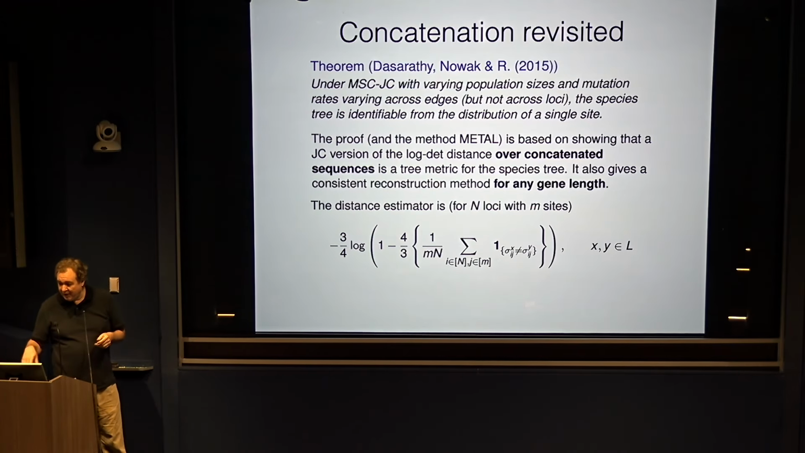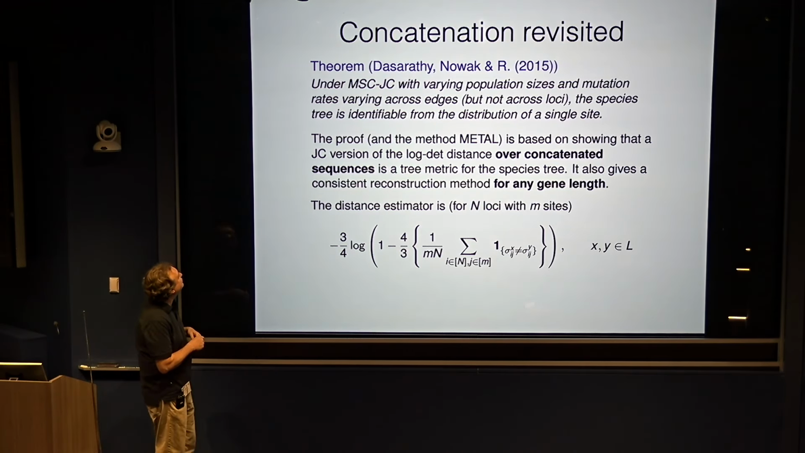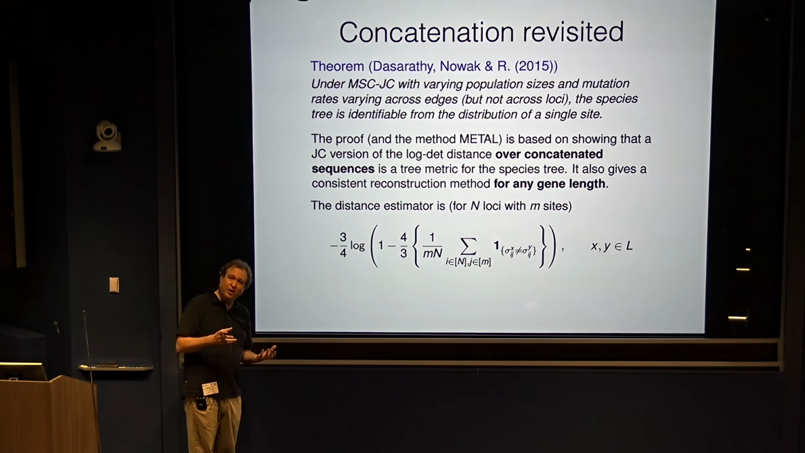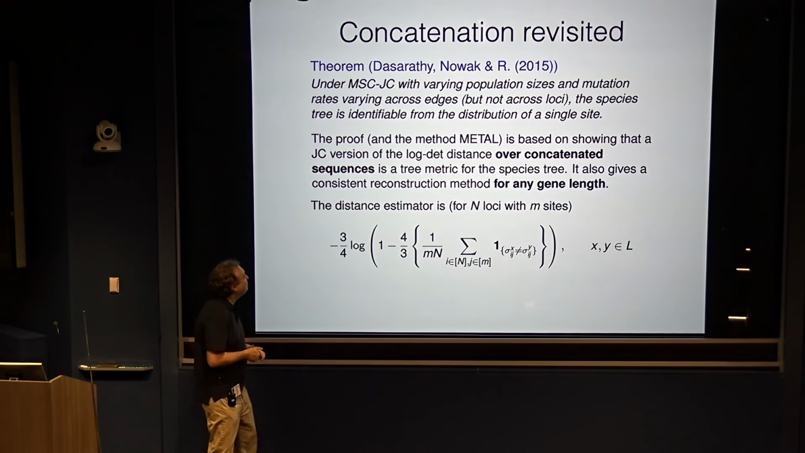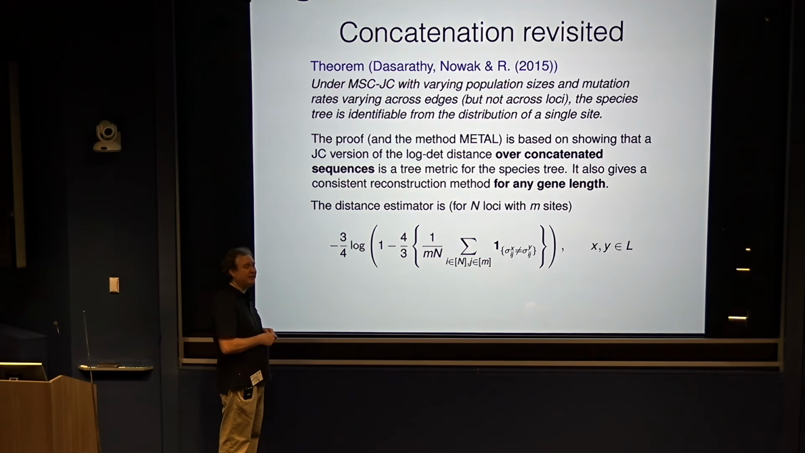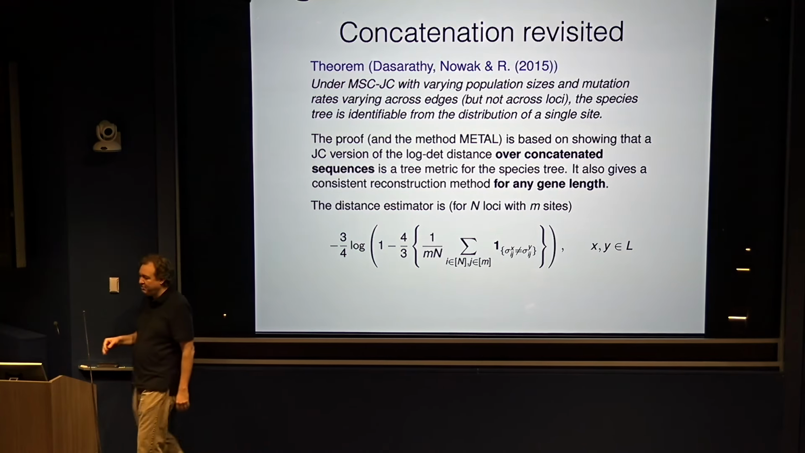What else could you do? Well, it turns out that this previous idea of using distance methods also worked to some extent here. I could concatenate my genes and then apply the Jukes-Cantor distance. And it's really not obvious why this should work. You have to prove it. But it turns out that it actually gives you a consistent method that recovers the tree. This is called METAL. And there are other methods that people have developed.